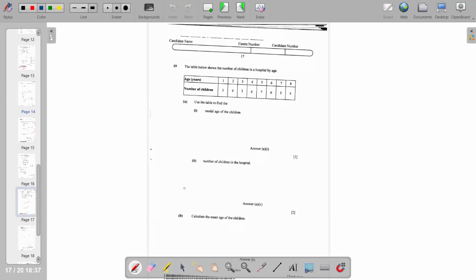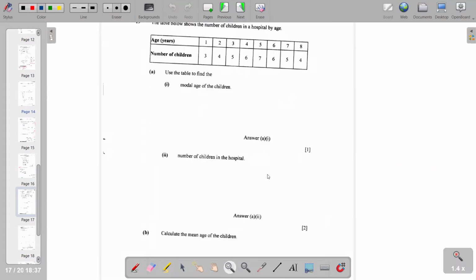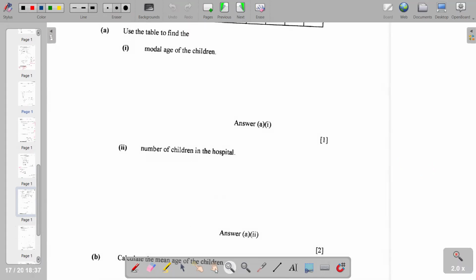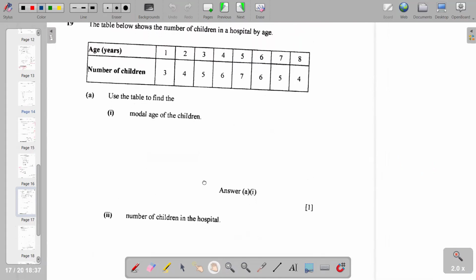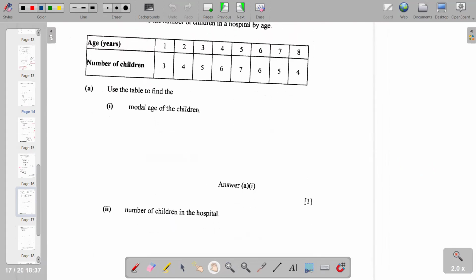In the next question, this is what we are given. There is a table provided. The table below shows the number of children in a hospital by age. The first row shows the ages, and the second row shows the number of children. Use the table to find the modal age. The modal age is the age which has the greatest number of children. So the modal age is gonna be 5 years.